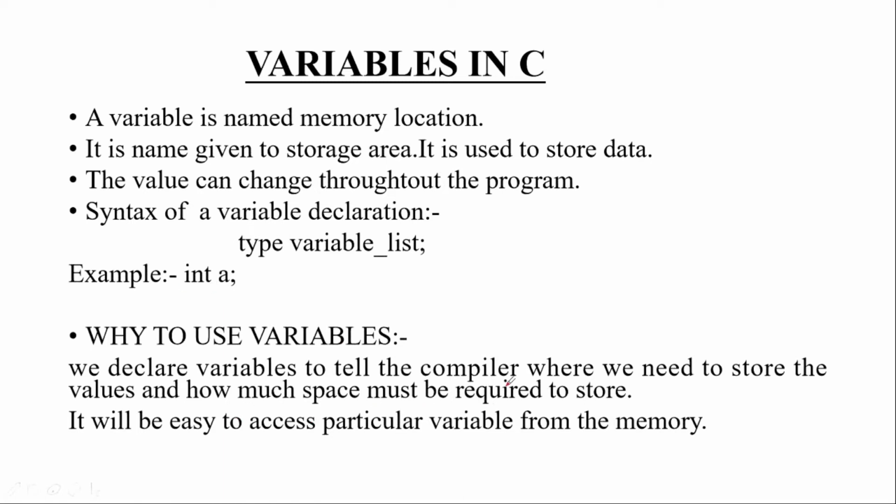In this way we are telling the compiler where we need to store the value of the variable and how much space is required to store that variable. It also makes it easy to access the particular variable from memory. There will be a lot of memory in RAM, so whenever we create a variable, a particular name is created, and it will be easy to access that particular variable.